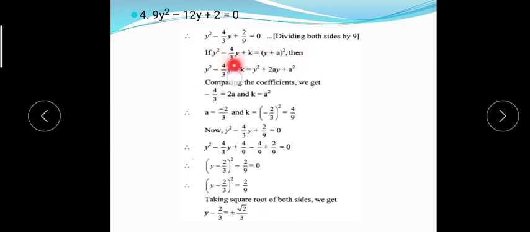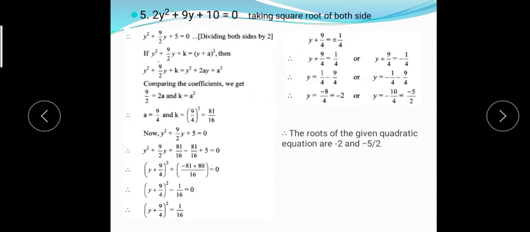So y square minus 4 by 3 y plus k is equal to (y plus a) whole square. This is optional. You can directly take the coefficient of y divided by 2 whole square. You will get the value 4 by 9. Then you have to add and subtract the 4 by 9 in the equation, and you will get (y minus 2 by 3) whole square minus 2 by 9 is equal to 0. So (y minus 2 by 3) whole square is equal to 2 by 9. By taking the square root of both sides, you will get y minus 2 by 3 is equal to plus minus root 2 by 3.